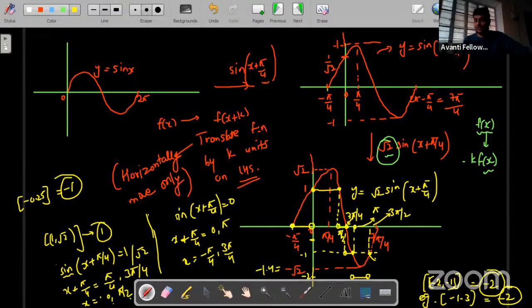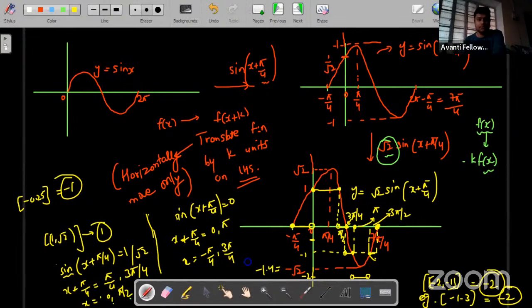So the value will be minus 1 again. Here we'll draw up to this value, which is 7 pi by 4, which we have already found out. And at exactly 7 pi by 4 we are getting the value 0, so GIF of 0 is 0. So we have got all the intervals where we are getting the GIF value.